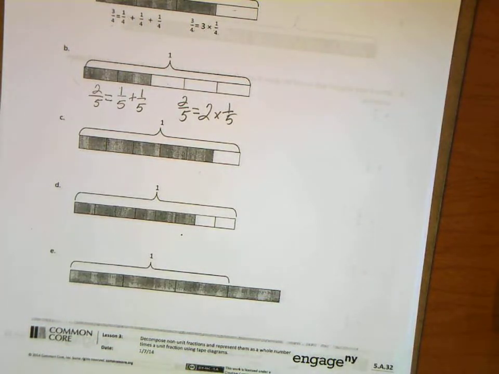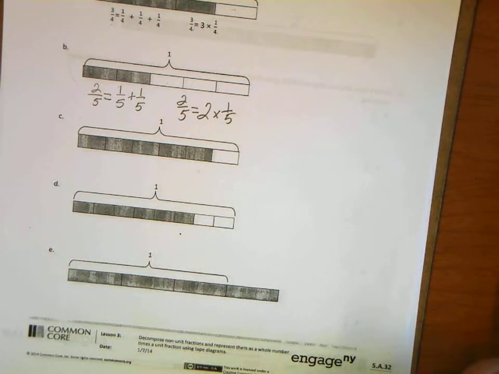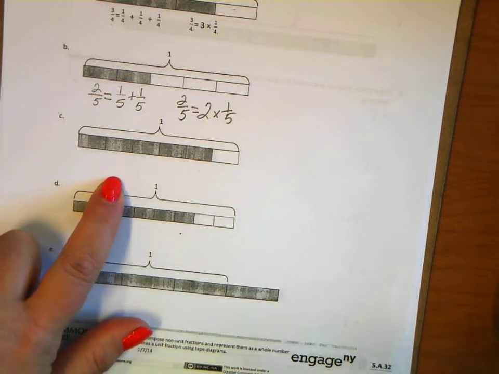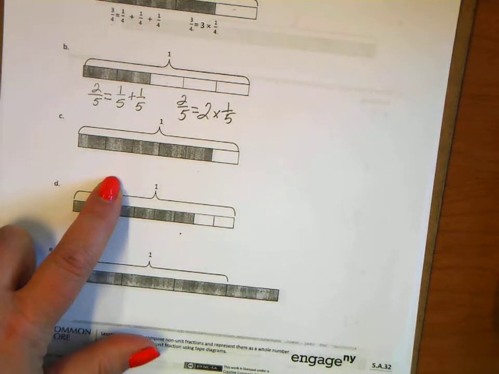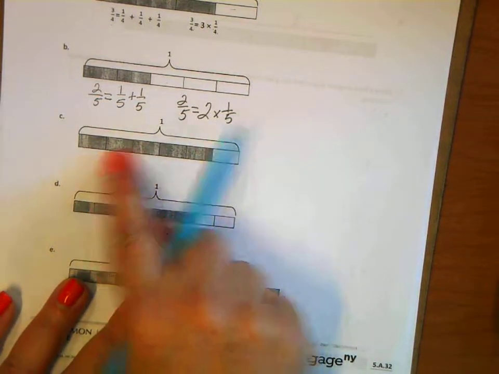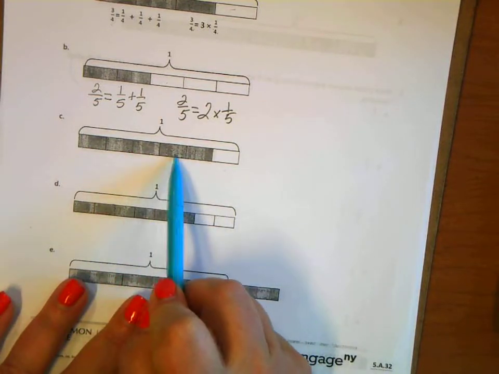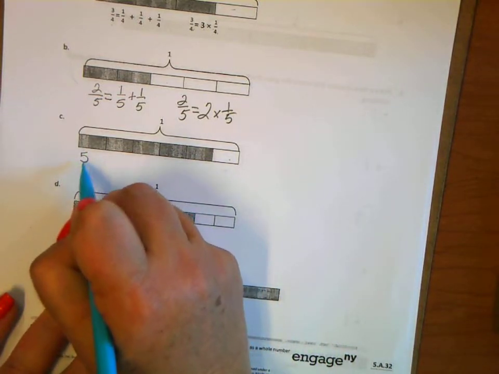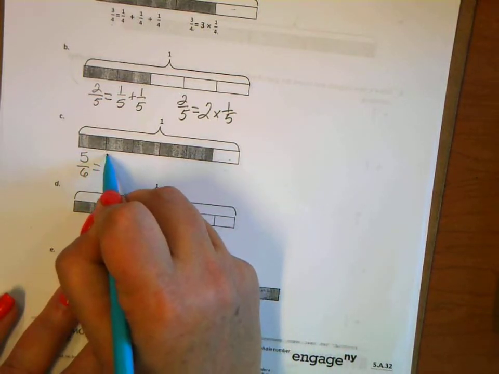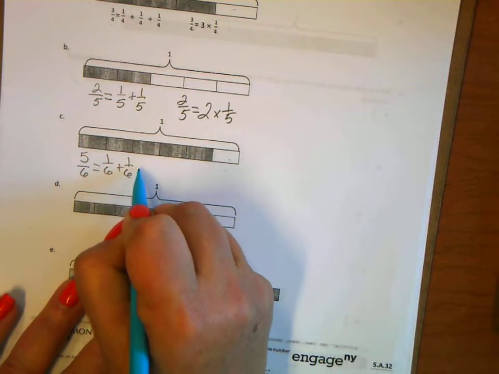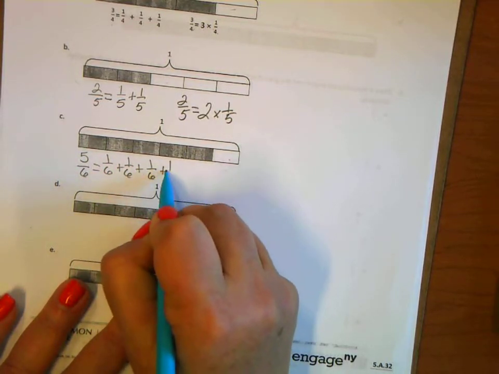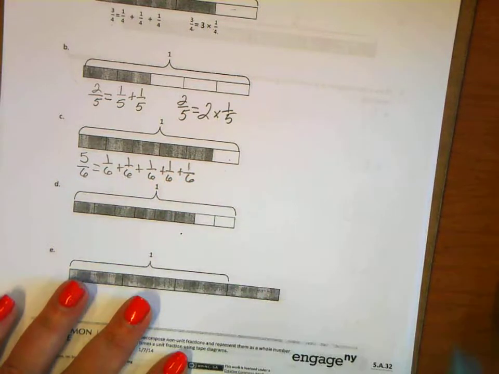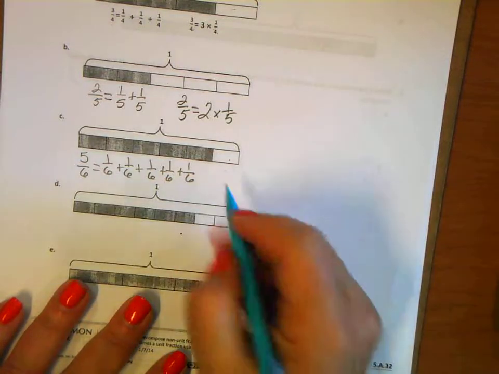Okay, so we've already done A and B. We're continuing with C. So for the front side, you need to do the multiplication, decomposition, addition, as well as multiplication. So here's C, and it's 1, 2, 3, 4, 5, 6. It's broken down into 6. I have 5/6. So 5/6 equals 1/6 plus 1/6 plus 1/6 plus 1/6 plus 1/6. My multiplication sentence would be what, Brandon?